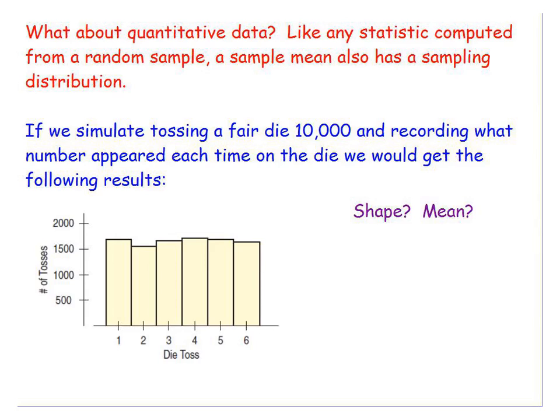So, like any statistic computed from a random sample, sample means for quantitative data also have a distribution, just like we looked at with proportions. So we're going to look at a couple of pictures. If we simulated tossing a fair die 1,000 times and recording what number appeared each time on the die, we will get something that looks like this graph below. The numbers 1 through 6 are roughly even on all of them. Not perfectly even, but for the most part, even.